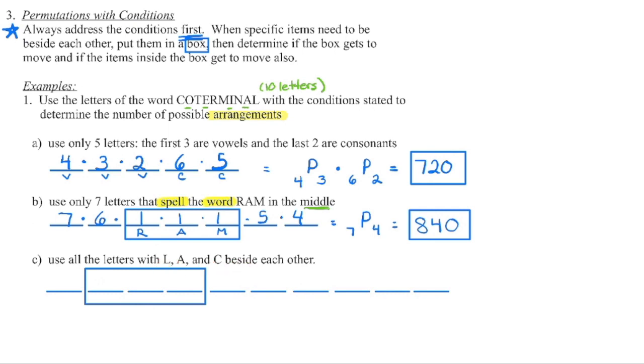So we're going to box off any 3 positions. It doesn't matter which 3. I just happen to choose those 3. I would recommend not including the very first spot or the very last spot in the box, because some people forget whether or not that counts as a spot, but it really doesn't matter where they go.